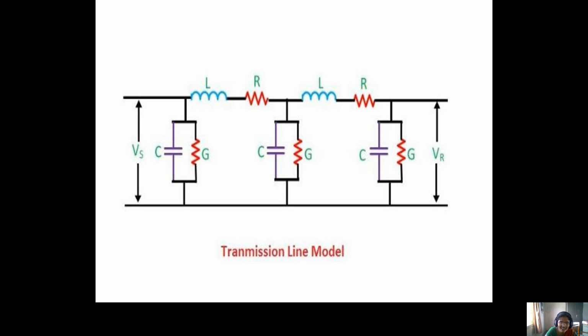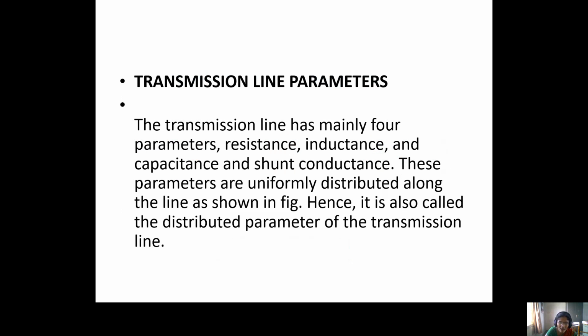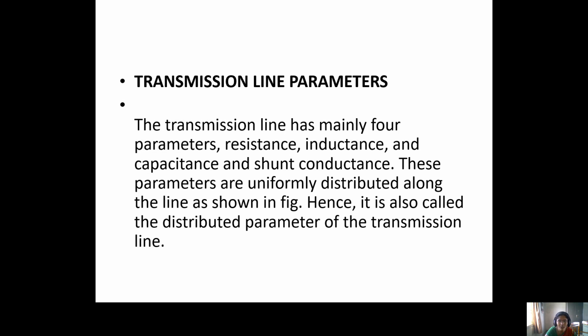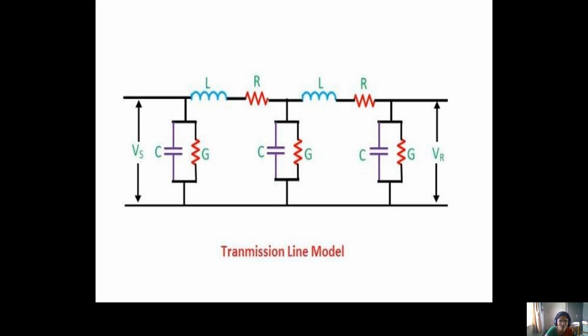You have to see this diagram: capacitance, conductance, resistance, inductance. This is the transmission line model. In this you have to explain that these parameters are uniformly distributed. You have to take as many capacitors as inductors, resistances and conductances. That's why it is also called the distributed parameter of the transmission line.